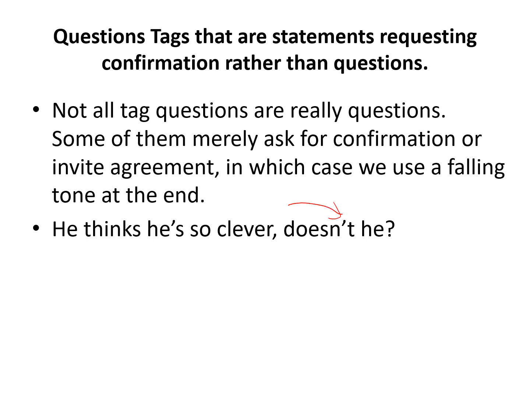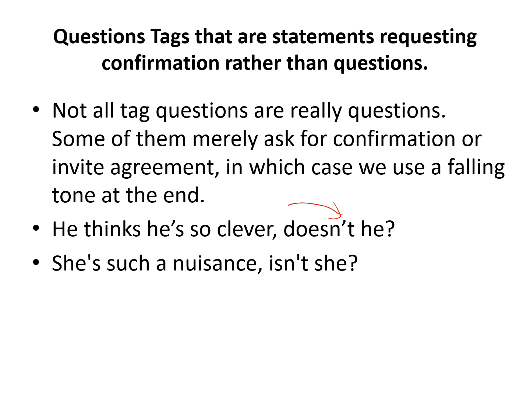Let me give you another example. You will understand it in a better way. She's such a nuisance, isn't she? That means both the speaker and listener know that someone is a nuisance. So one person confirms that fact with the other one.